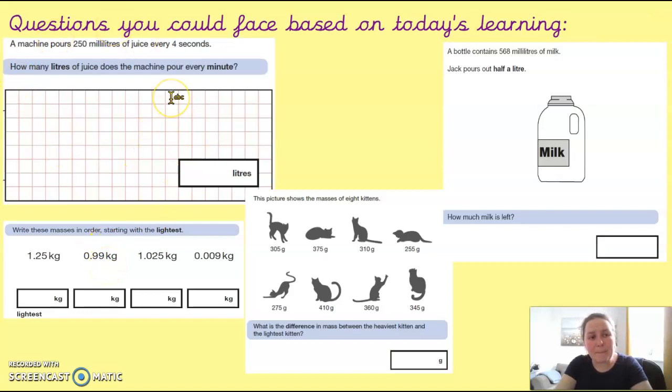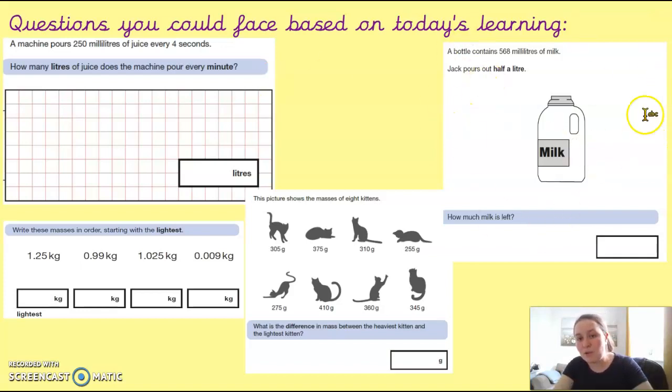Here, a machine pours 250 millilitres of juice every 4 seconds. How many litres of juice does the machine pour every minute? So there, we're going to have to think about how many lots of 4 seconds there are in a minute. Okay, and then times our 250 by that amount.